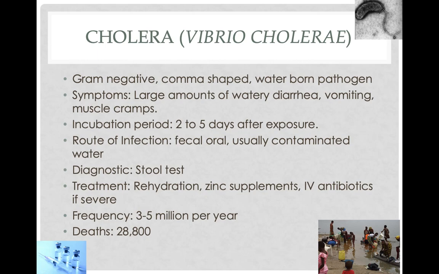If it gets really bad, they'll give you some IV antibiotics to kill off the bacteria, but it doesn't usually get that far. About 28,000 deaths on average per year across the world, and about 3 to 5 million cases per year end up in the hospital with cholera, according to the World Health Organization.